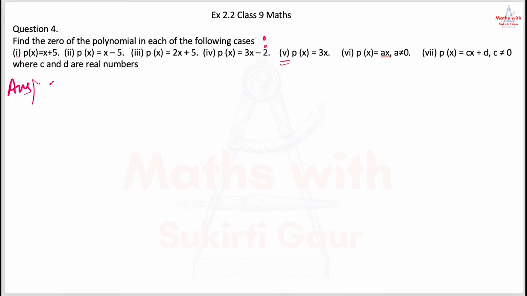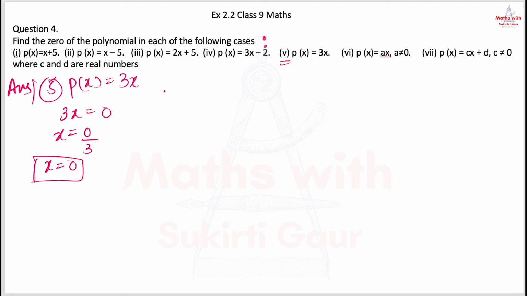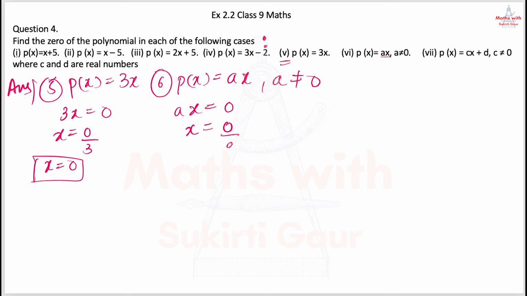The fifth part. Fifth part is px equals to 3x. Put 3x equals to 0. X will be equals to 0 by 3, and 0 by 3 is 0 only. So the 0 of this polynomial is x equals to 0. Sixth part is px equals to ax, and a is not equals to 0, so they have mentioned it. Now what are we going to take? Ax equals to 0. Here x is equals to 0 upon a, and we have got x equals to 0. This is the 0 of this polynomial.